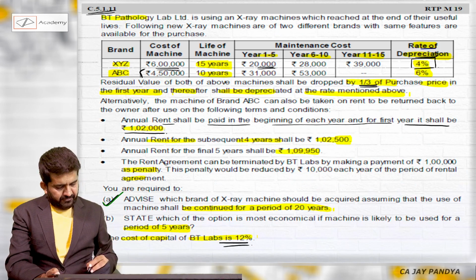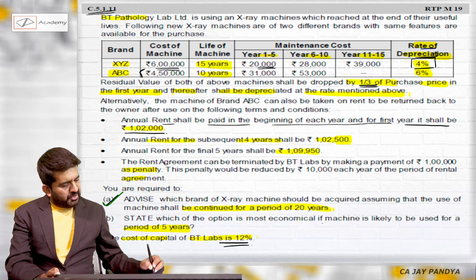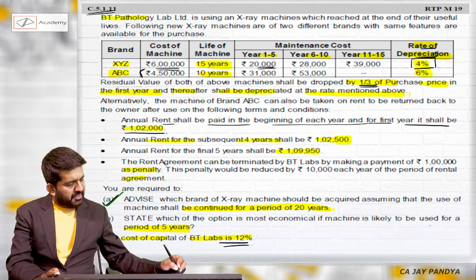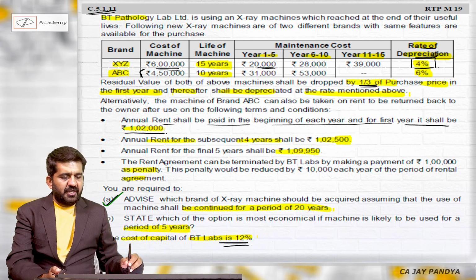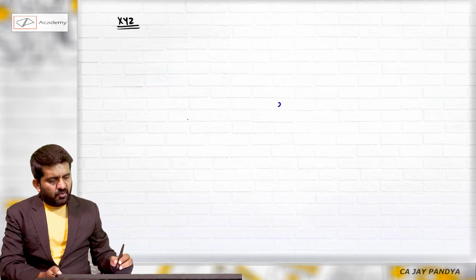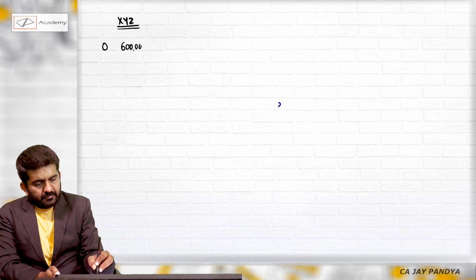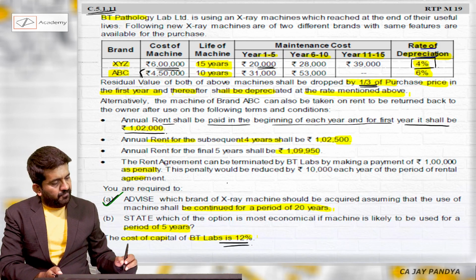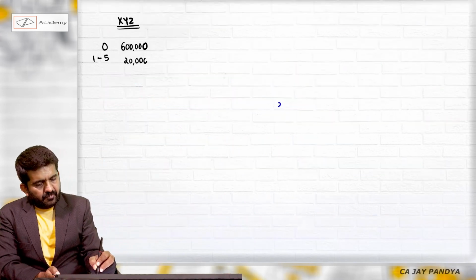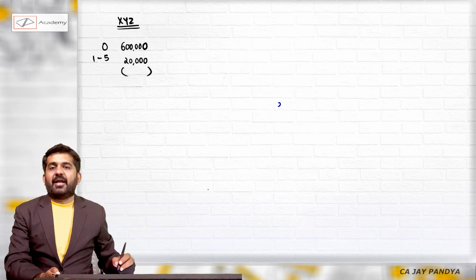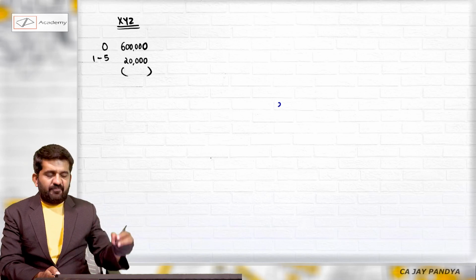We have advised in first. B. State which of the options is most economical if the machine is likely to be used for a period of 5 years. So if we are going to use the machinery XYZ for 5 years, what will be my cash outflow at the end of 0 year? 6 lakhs. What will be cash outflow from 1 to 5th year? Will be 20,000. And I will be getting scrap value at the end of 5th year. What will be scrap value at the end of 5th year?